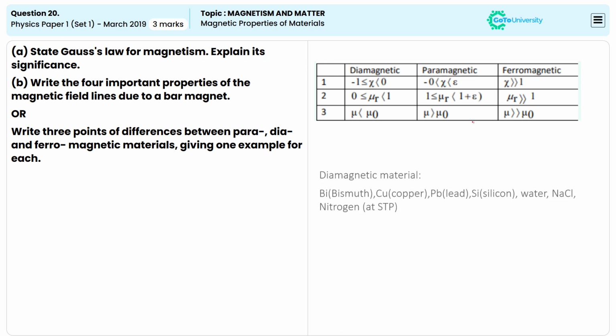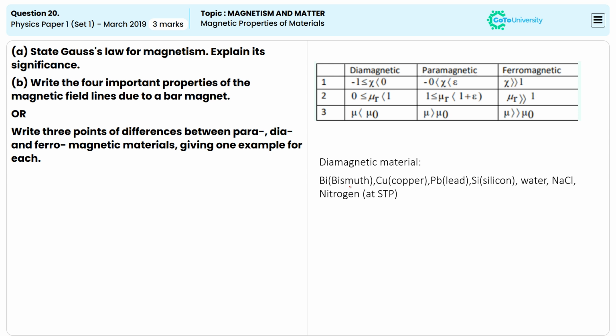Examples of the diamagnetic materials are bismuth, copper, lead, silicon, water, NaCl, nitrogen. All these are at standard temperature and pressure. For paramagnetic materials: aluminium, sodium, calcium, oxygen, all these materials also at standard temperature and pressure.